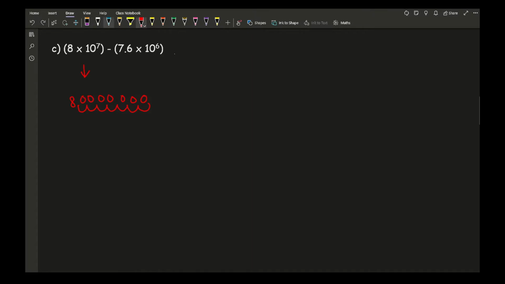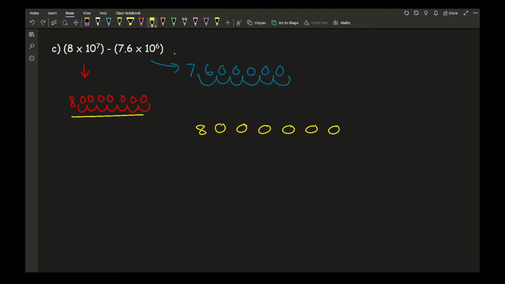So that's that number. And then I need to write 7.6 times 10 to the power of 6. So that's 7.6, moving it 1, 2, 3, 4, 5, 6, and again filling the empty spaces with zeros. Then we need to write the numbers out. Now the order does make a difference. This number has to come first. So I've got 8 with 7 zeros: 1, 2, 3, 4, 5, 6, 7.